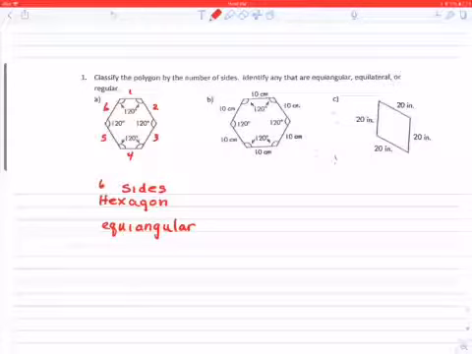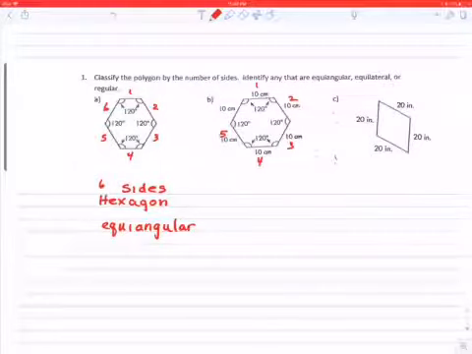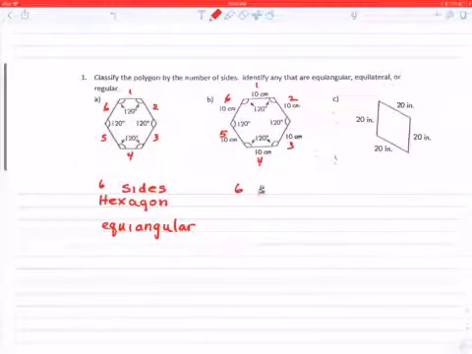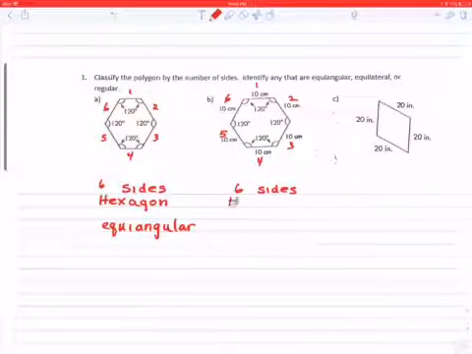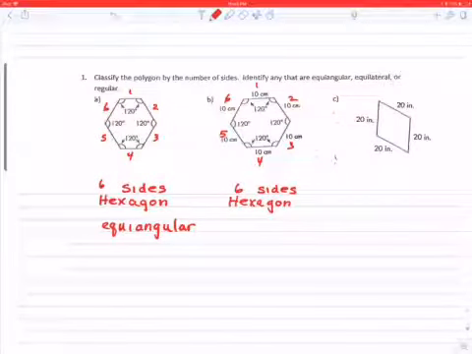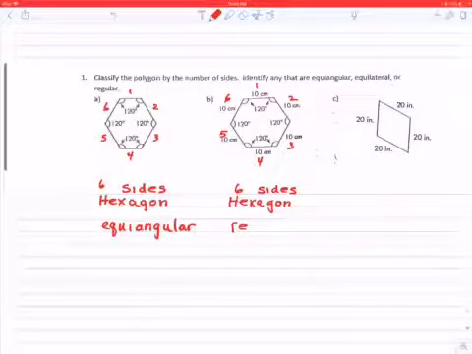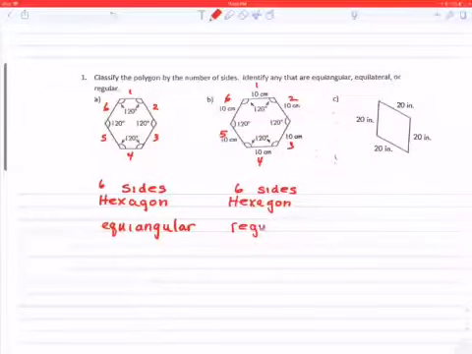Now for B, if we count the sides, it also has 6 sides. And a polygon that has 6 sides is a hexagon. In this figure, all the angles are exactly 120 degrees, so all the angles are equal, and all the sides measure exactly 10 centimeters, so all the sides are the same. So this would be regular, when all the sides are the same length, all the angles have the same degree measure. It's a regular polygon.